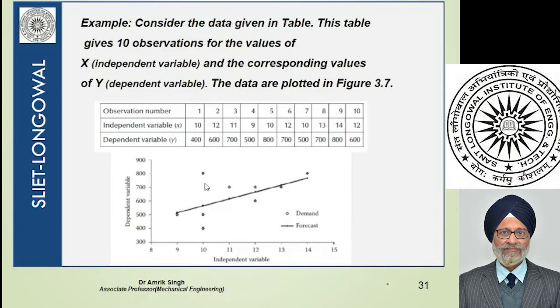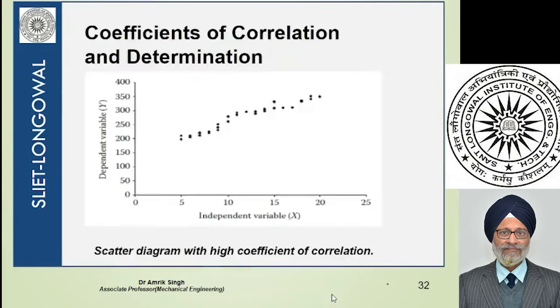So this is very scattered, but we have to fit this line. The best line which will fit, 1, 2, 3, 4. Only 4 points are there, or 1, 2, 3 points are there. So this is a demand and this is a forecast. So you see, demand was so much, it is high, but our forecast was so much. So there is so much of variation. But this value is very near to the forecast. So that means it's a good forecast. So this value should be minimum. Okay.